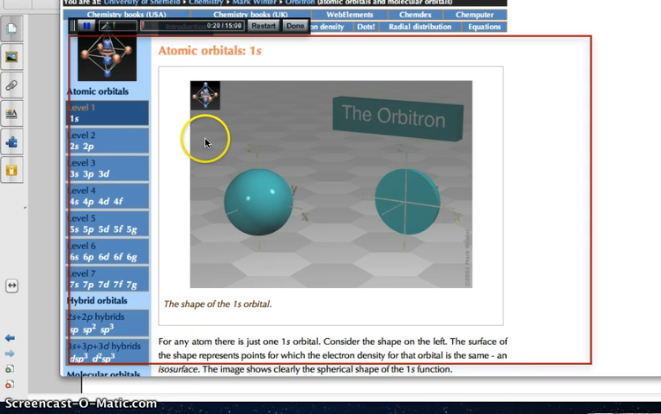Okay, guys, so let's look at some pictures. And so just a quick review, SPDF, those are our sublevel types. They are identified, if you will, by shapes, S being spherical, P's being dumbbell, D's being cloverleaf, and F being complex. And so let's look at some pictures.